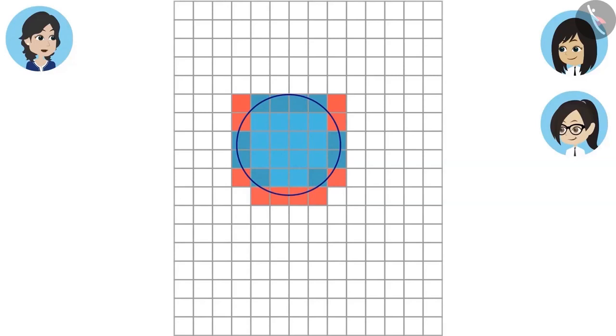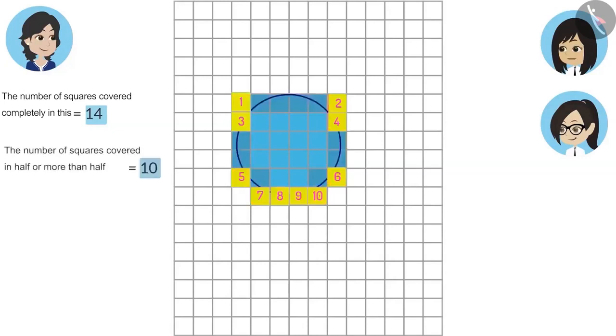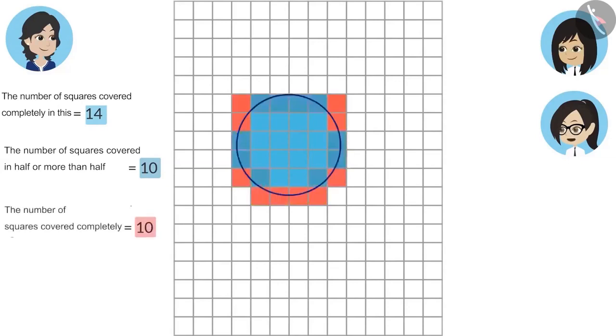Yes, Vandana. Now tell me, how many squares are covered by this paperweight? The number of squares covered completely in this is 14. The number of squares covered in half or more than half is 10. And the number of squares covered less than half is 10. We will count only those squares that are covered in half or more than half. That means we will add the number of squares that are covered in half or more than half to the number of squares that are covered completely. So the answer is 24. That means this paperweight is covering almost 24 squares.